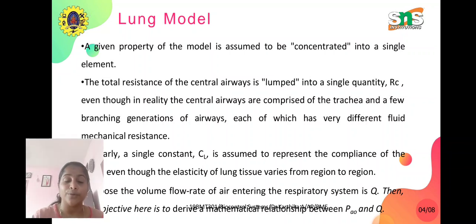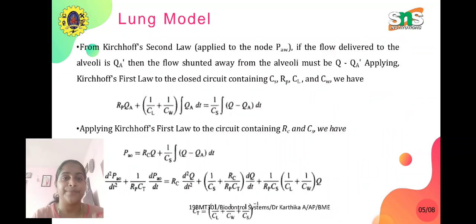Here, the volume flow rate of air entering the respiratory system is Q. Then the objective here is to derive a mathematical relationship between PAO and Q. Q is our input. From Kirchhoff's second law, applied to the node PAW, if the flow delivered to the alveoli is QA, then the flow shunted away from the alveoli must be Q minus QA.